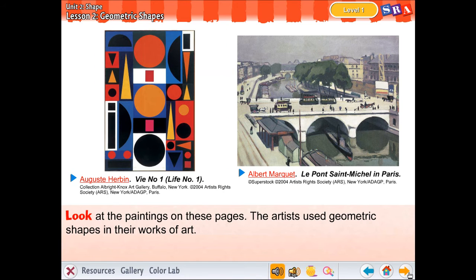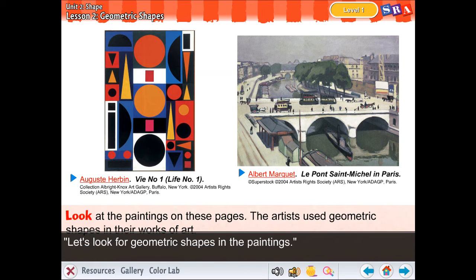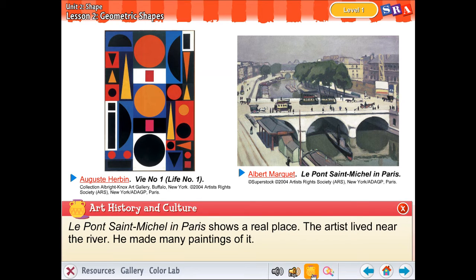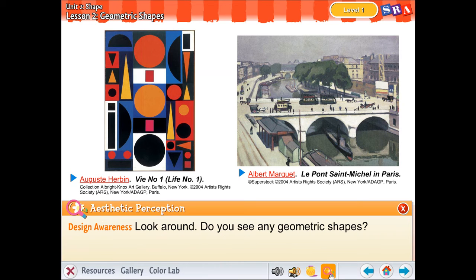So we're going to look at these 2 paintings on these pages. Artists used geometric shapes in their works of art. Let's look for geometric shapes in the paintings. First, Le Pont Saint-Michel in Paris shows a real place. Actually, it's a real place. The artist lived near this river, and he made many paintings of this one. This is right here. Okay. Look around. Do you see any geometric shapes? Let's take a closer look.